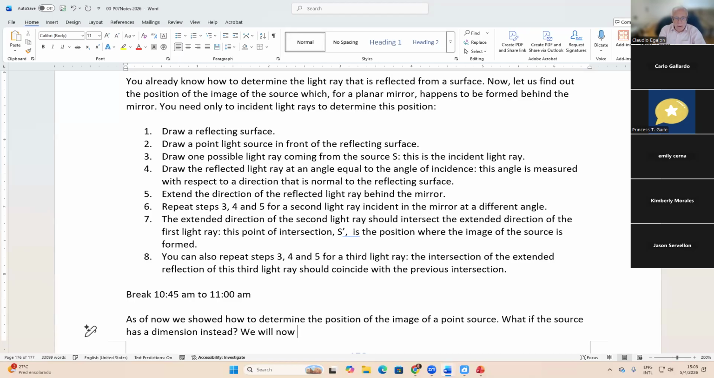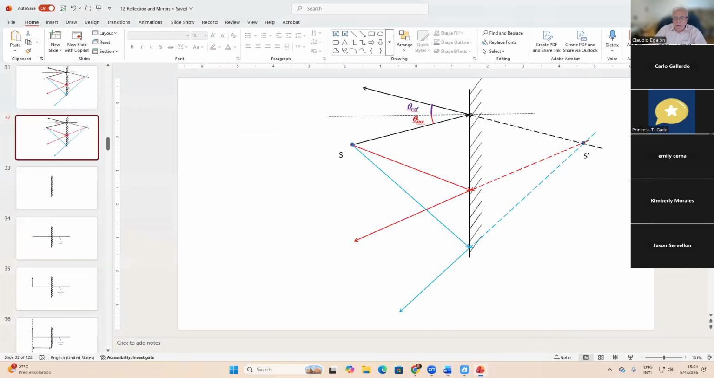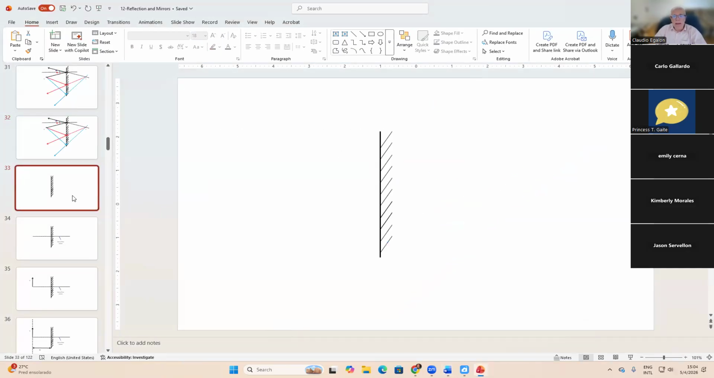We will now proceed to determine the position of an extended source, not a point source, right? A point source has no dimension whatsoever. And how do we do that? Here you go. We start again from scratch.